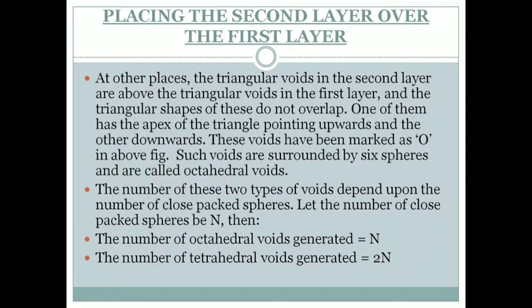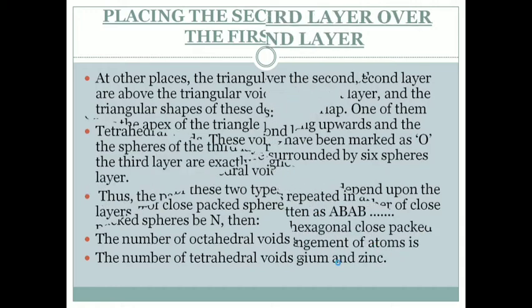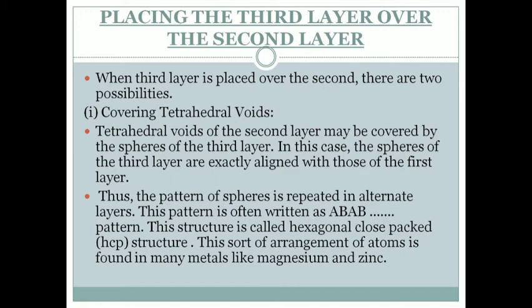Then placing the second layer over the first layer, we get octahedral voids and tetrahedral voids. When the third layer is placed over the second layer, there are also two possibilities. The first is covering tetrahedral voids. Tetrahedral voids of the second layer may be covered by the spheres of the third layer. In this case, the spheres of the third layer are exactly aligned with those of the first layer.